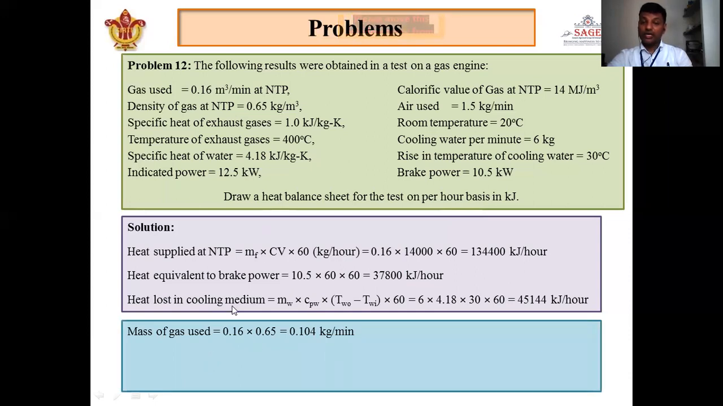We have to calculate the energy taken away by the exhaust gas. For evaluating this, it is given that the volume of gas used is 0.16. When we multiply this volume by the density of gas, we will get the mass of gas used. So we get the mass of gas used as 0.16 into 0.65, which is 0.104 kg per minute.